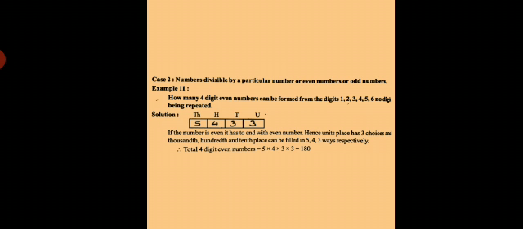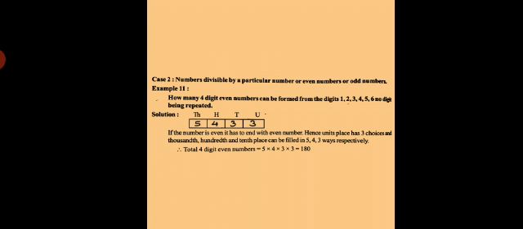Next case, numbers divisible by a particular number, or even numbers or odd numbers. For example, how many 4-digit even numbers can be formed from the digits 1, 2, 3, 4, 5, 6, with no digits being repeated? That means once you take one digit, leaving that number you have the other numbers as an option.